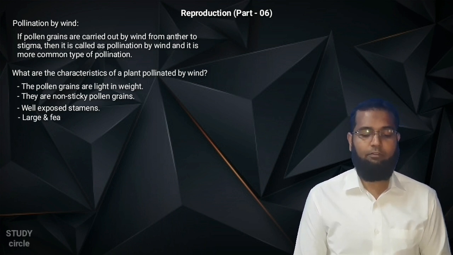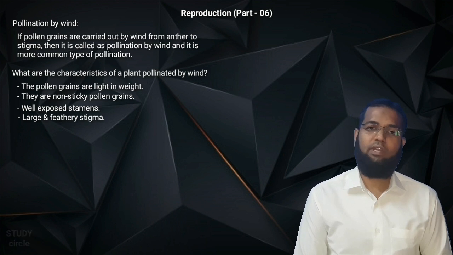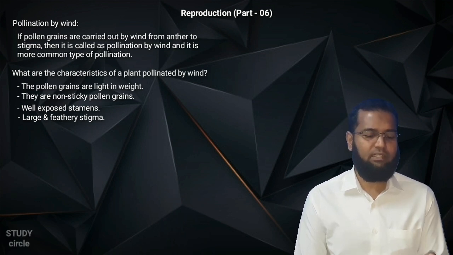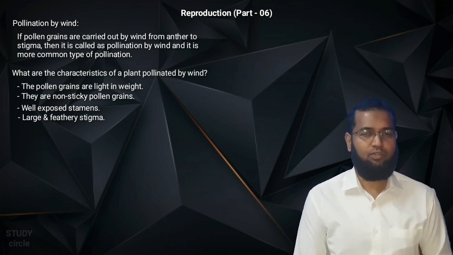Large and feathery stigma. These pollen grains will come in contact with the female part, the stigma, which is very exposed to the environment. That is the reason the stigma should be very large in size as well as feathery, so that these pollen grains can easily come in contact with it.